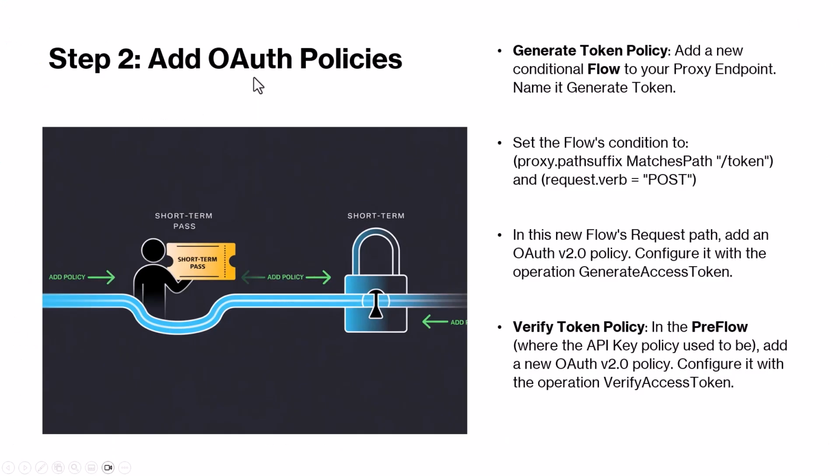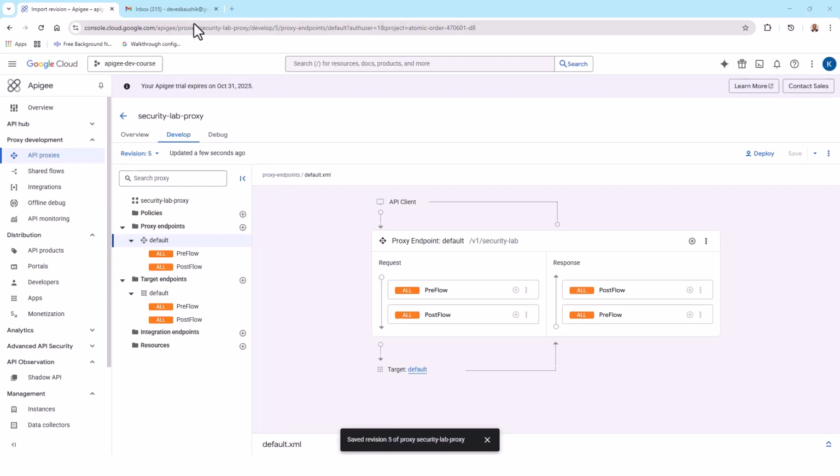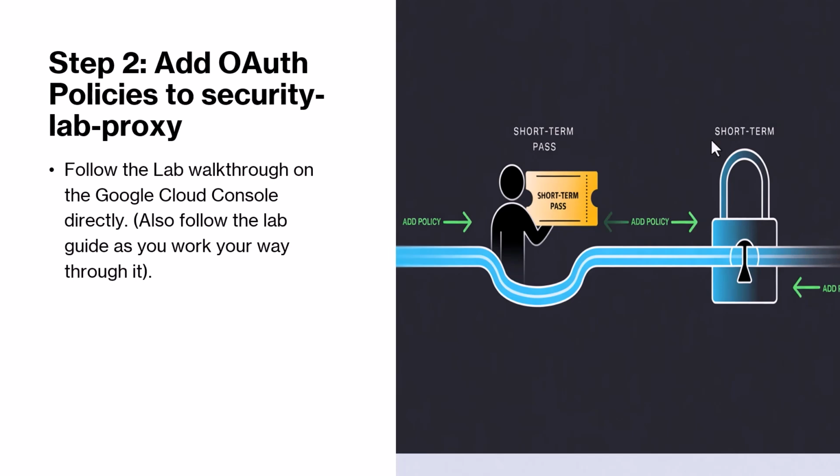Coming to step 2, add OAuth policies. Now add a new conditional flow to your proxy endpoint, name it generate token. So we'll do accordingly. Okay, now in this step 2, we'll add OAuth policies to the security lab proxy. And we'll follow the lab walkthrough on the Google Cloud Console itself. And please follow the lab guide as you work your way through it. And I'm not going to add any bullet points as a slideshow because it is all practical henceforth.